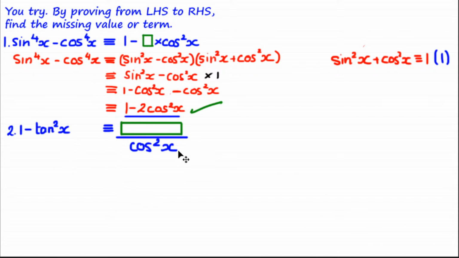All right, so first of all, we notice that we need a cos squared x term in our denominator, okay? And you should know already from what we discussed earlier that tan squared x is equivalent to sine squared x over cos squared x, okay?